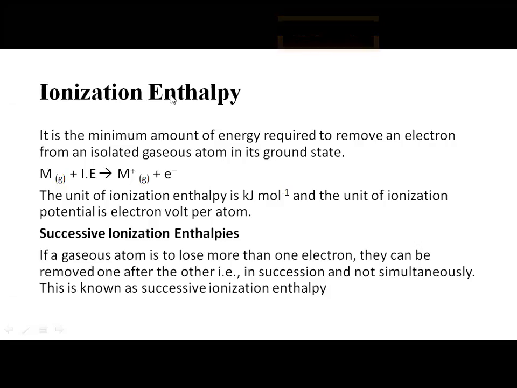So in the previous class, we had discussed something regarding ionization energy. It is the minimum amount of energy required to remove an electron from the isolated gaseous atom in its ground state. Whatever energy is required to remove the electron from the neutral gaseous atom, suppose I have a neutral gaseous atom. You cannot remove the electron from a solid atom. You have to convert it to gaseous vapors.